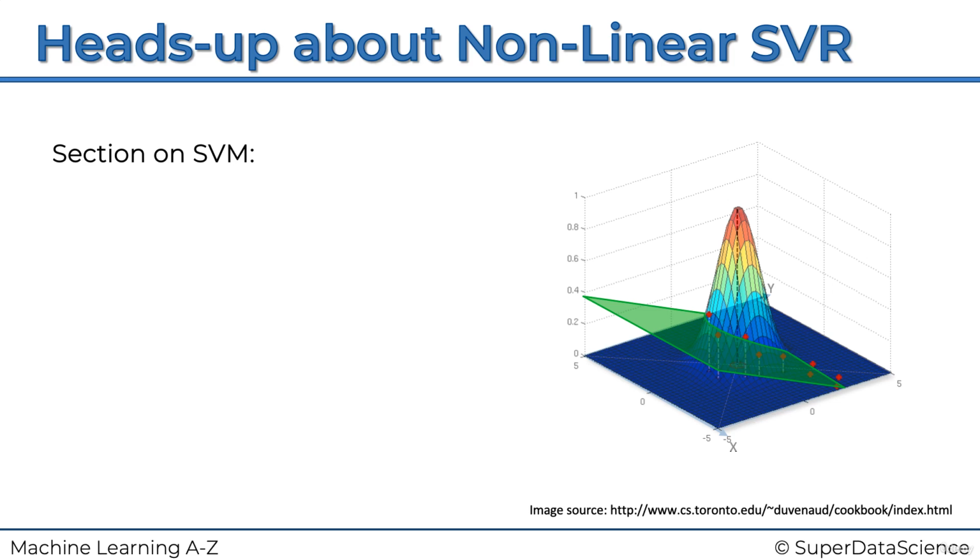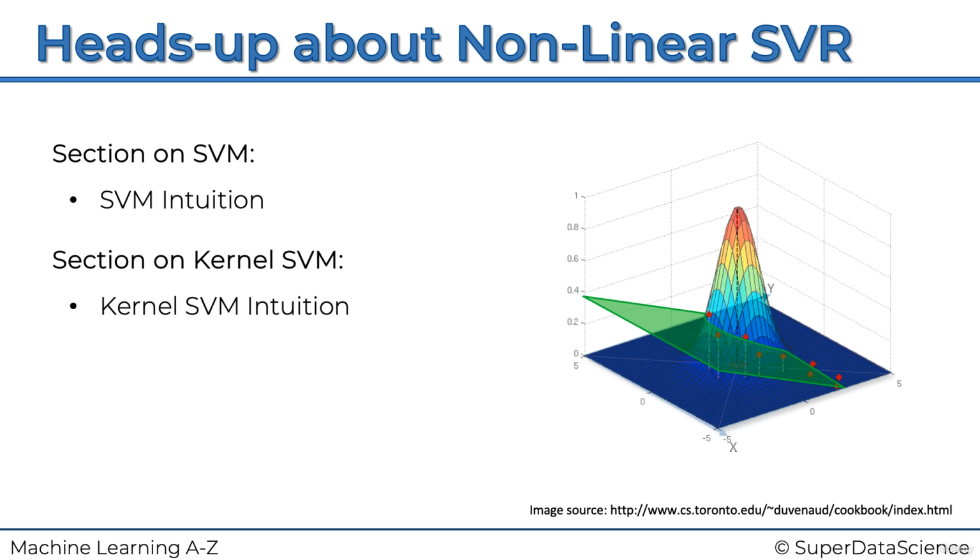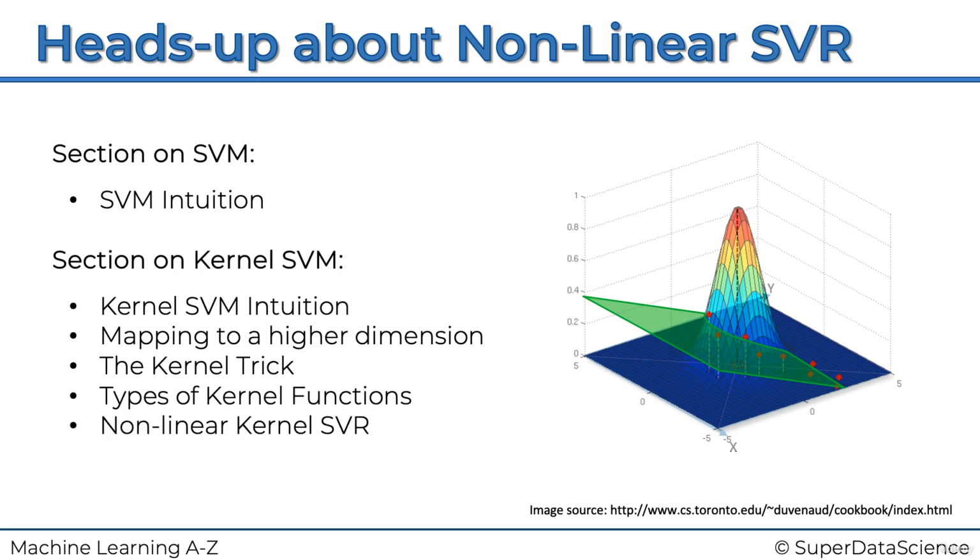First, in the section on SVM, you'll find a tutorial called SVM Intuition. That's an essential tutorial to take in the steps to getting to kernel SVR or non-linear SVR. Then in the section on kernel SVM, the following section, which you can find in the part of the course that is to do with classification, there's a tutorial called Kernel SVM Intuition. Then there's mapping to a higher dimension, the kernel trick, types of kernel function, and then finally non-linear kernel SVR. So as you can see, it's quite a complex topic, and it comes at the very end of this list.